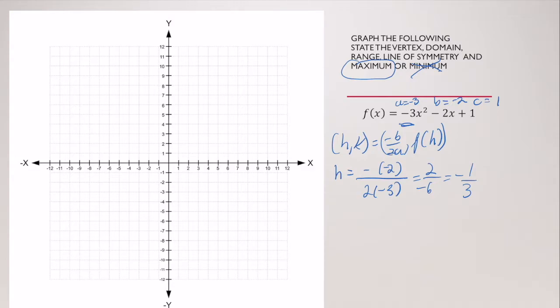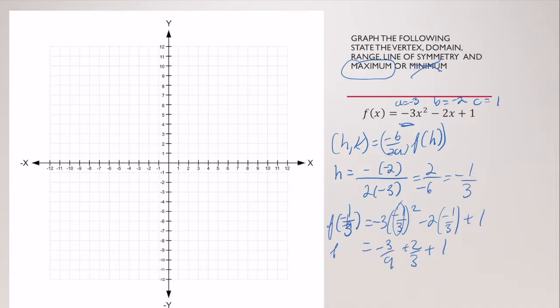I'm then going to go ahead and substitute that into my function. So I have f of H is f of negative 1/3 is negative 3 times negative 1/3 squared minus 2 times negative 1/3 plus 1. So that would give me negative 3, negative 1/3 squared is 1/9, negative 3/9 plus 2/3 plus 1. Let's write everything with the same denominator, negative 1/3 plus 2/3 plus 3/3. That gives me 4/3, which is about 1.3, continuing.